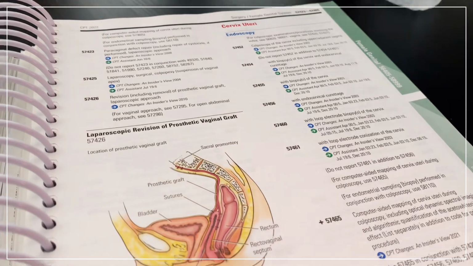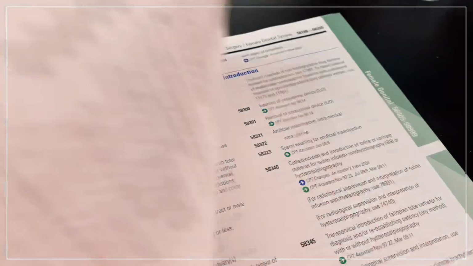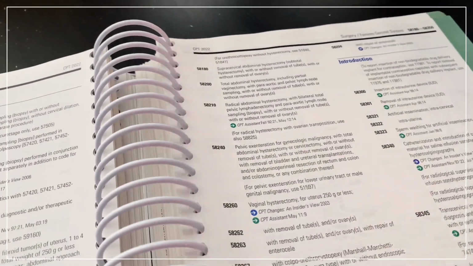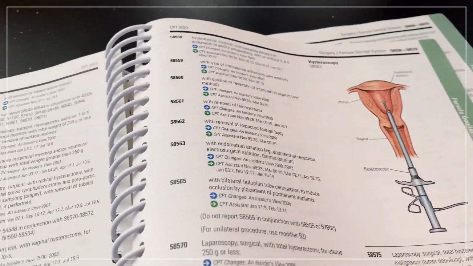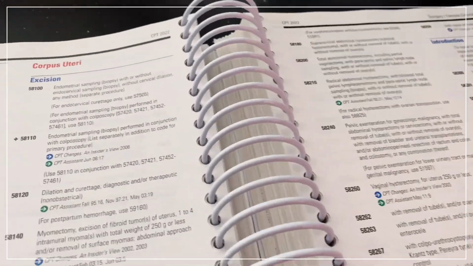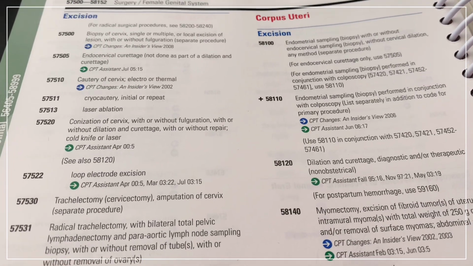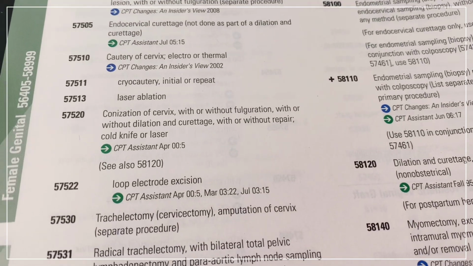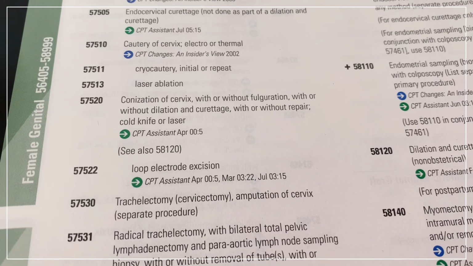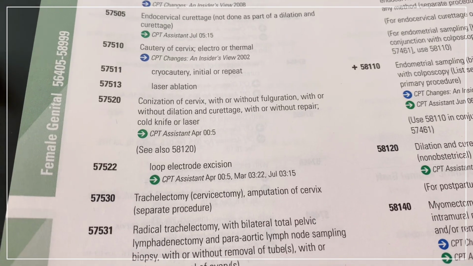So for Leeps, we are still in the cervix uteri because this is going to be a conization where they're taking, actually I think there's a picture somewhere. I thought they gave a picture of it in one of the books. Maybe not. Anyway, they are taking a portion of the cervix. So this conization of the cervix is where we are going to be 57520, but we're not going to report the 20 because this was performed by a loop electrode, and I'm going to be reporting the 57522.